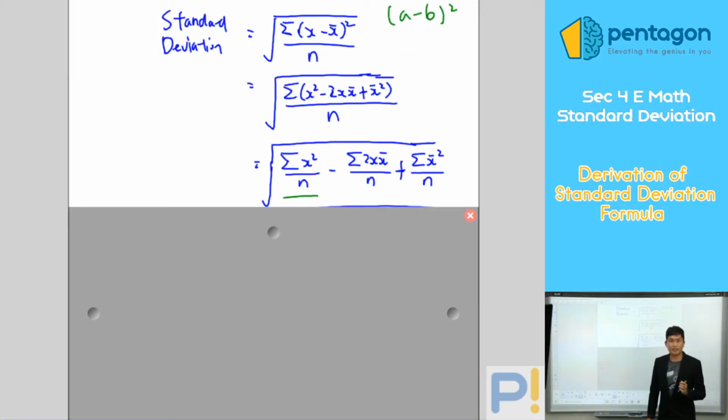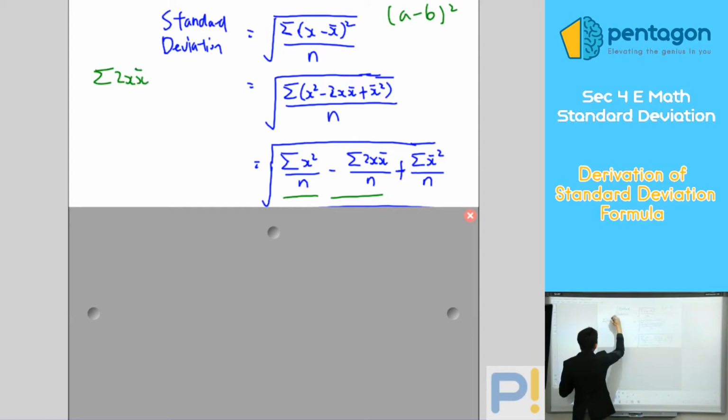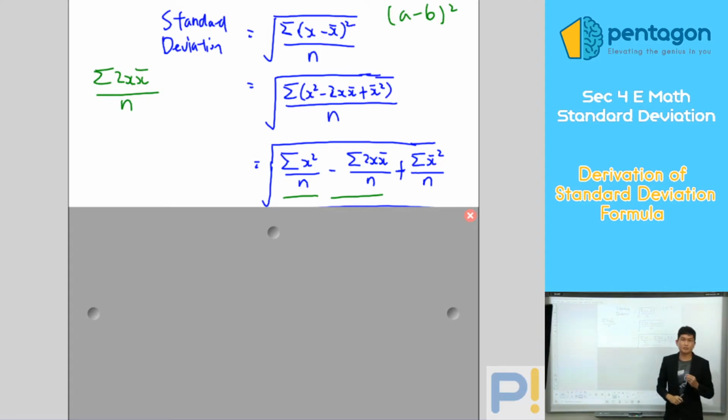Let's look at the second fraction. Now, if you recall in the first video, we can take constants out of the summation sign. So let's look at this one, the summation of 2x x bar over n. What are the constants in the numerator? We have the constant 2. There's also one more constant, and that is x bar.